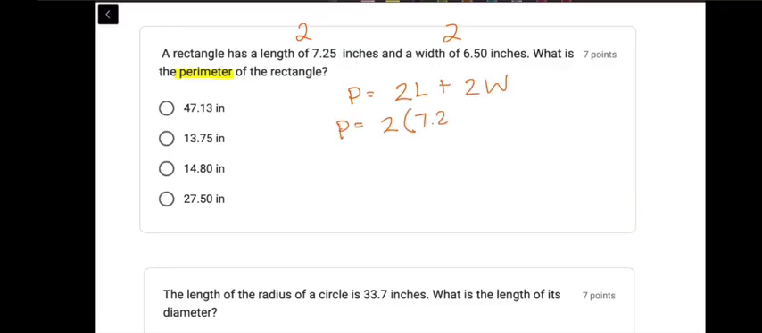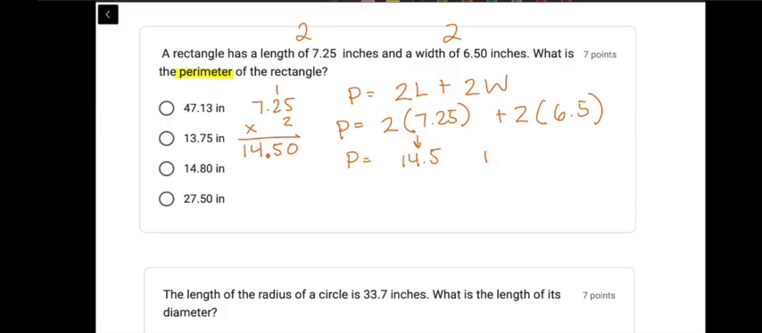Now let's plug in the values we have. The length is 7.25. The width is 6.50 or 6.5. It's the same thing. So quickly here on the side, I will go ahead and multiply 7.25 times 2. That would be 10, carry the 1. That would be 4 plus 1 is 5, and that would be 14. Given that I had 2 values behind my decimal point, I need 2 values behind my decimal point, which would make this 14.5.